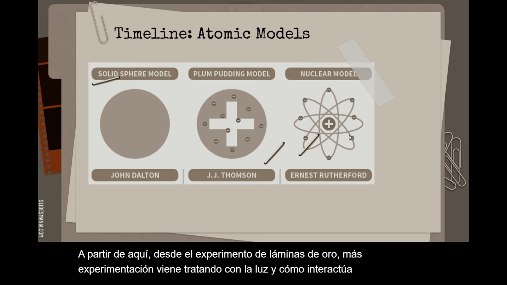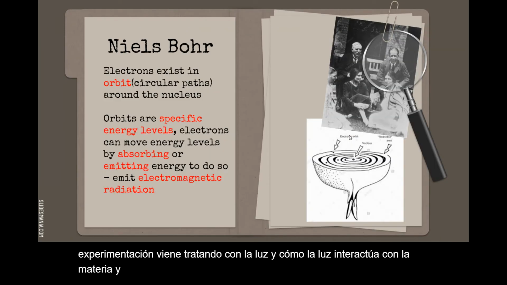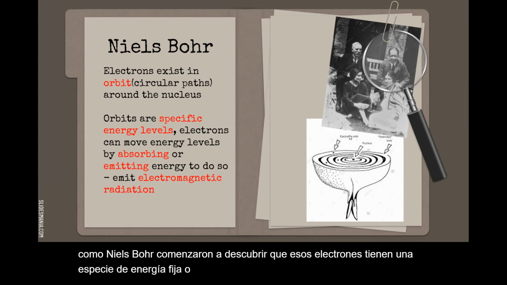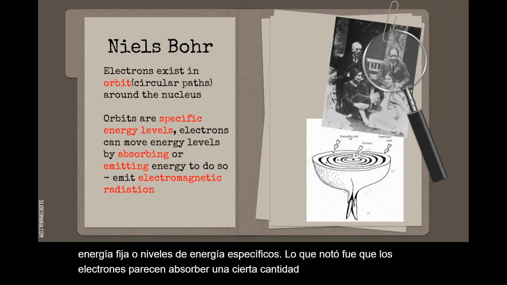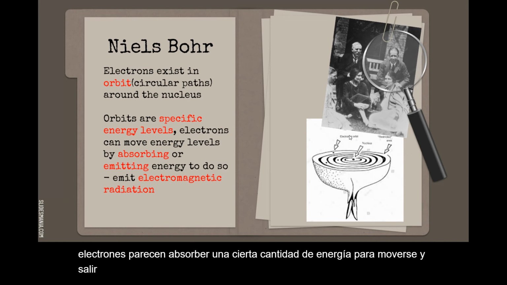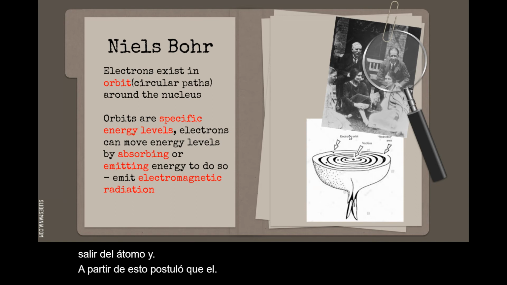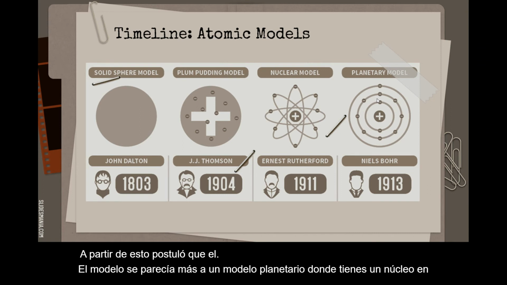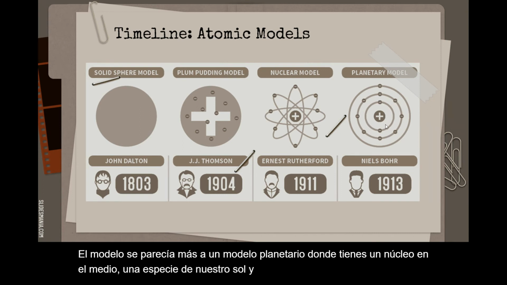Now, from here, from the gold foil experiment, more experimentation comes dealing with light and how light interacts with matter. And other scientists like Niels Bohr started to discover that those electrons have kind of fixed energies or specific energy levels. What he noticed was that the electrons seem to absorb a certain amount of energy to move and come out of the atom. And from this, he postulated that the model actually looked more like a planetary model, where you have a nucleus in the middle, kind of like our sun, and the electrons orbit around the nucleus in distinct energy levels.